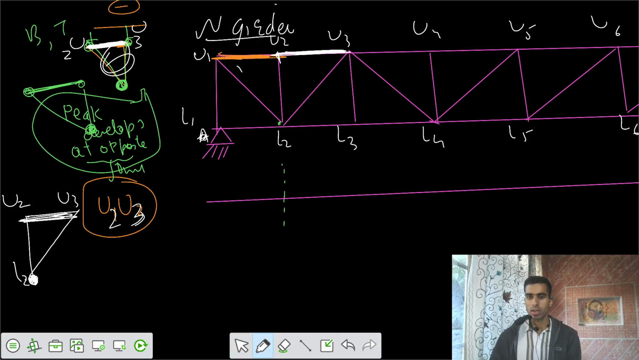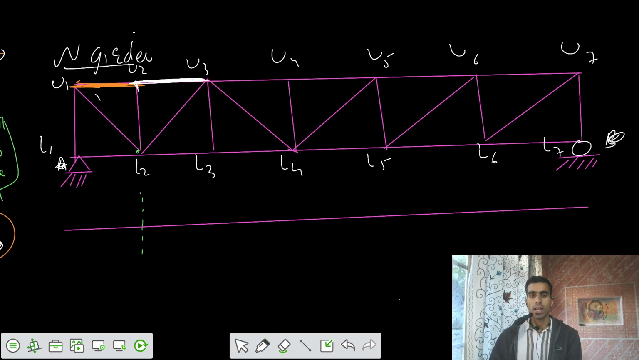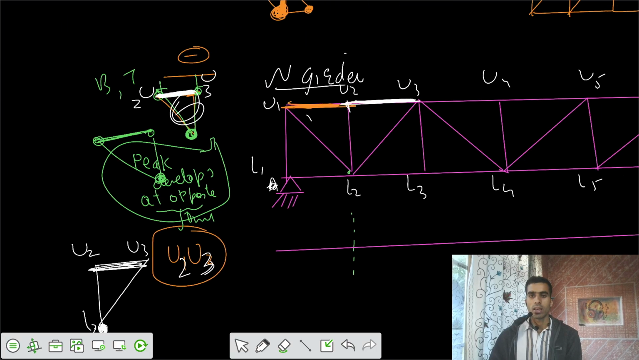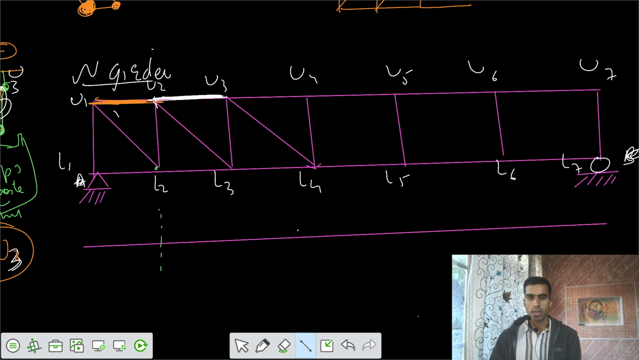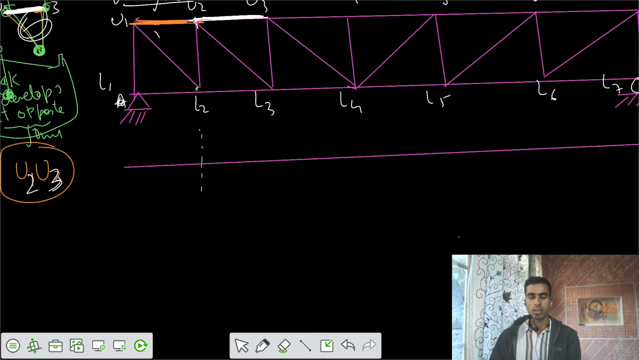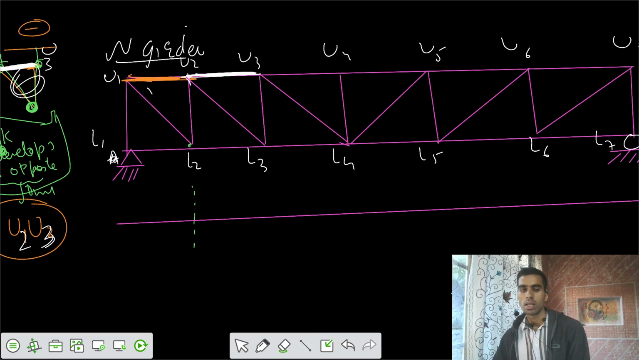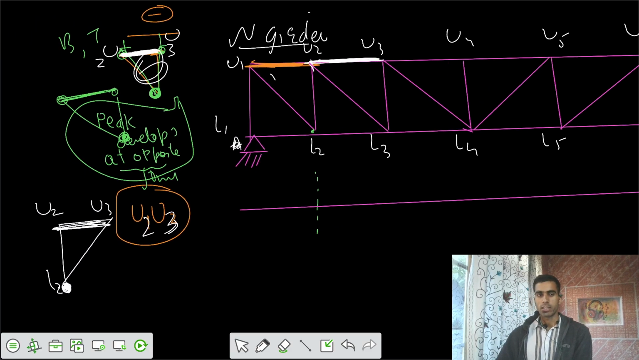I think it's not the correct variation. Let's see why. Up to the midspan it should be N type, it should be in this fashion. After that, it should be the reverse of that, a reverse N. So this was not the correct diagram. Now, the actual diagram would be in this fashion.